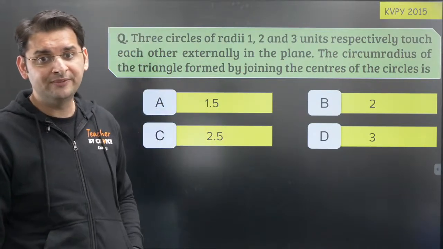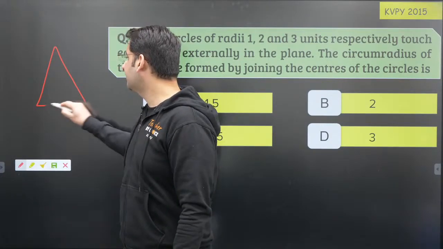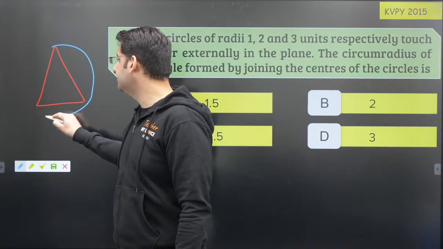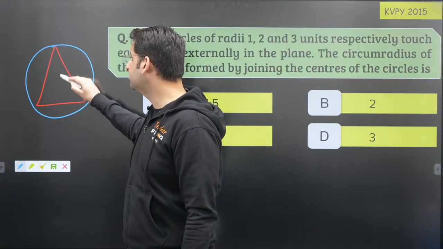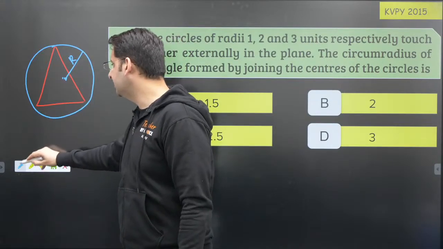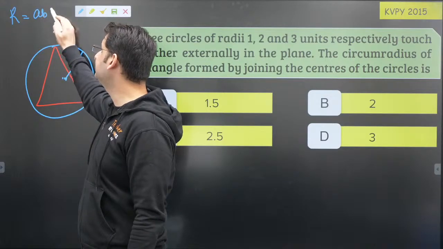सर्कम रेडियस कितना होगा, सर्कम रेडियस क्या होता है बच्चे, for those who do not know, एक ट्राइंगल है ना, उसके तीनों वर्टिसेस से पास करने वाला एक सर्कल, exactly एक सर्कल होता ही होता है, उसका जो रेडियस होता है, that is called the circumradius. अभी हमने बताया ना पिछले क्वेश्चन में, R का वैल्यू क्या होता है, abc/4Δ.